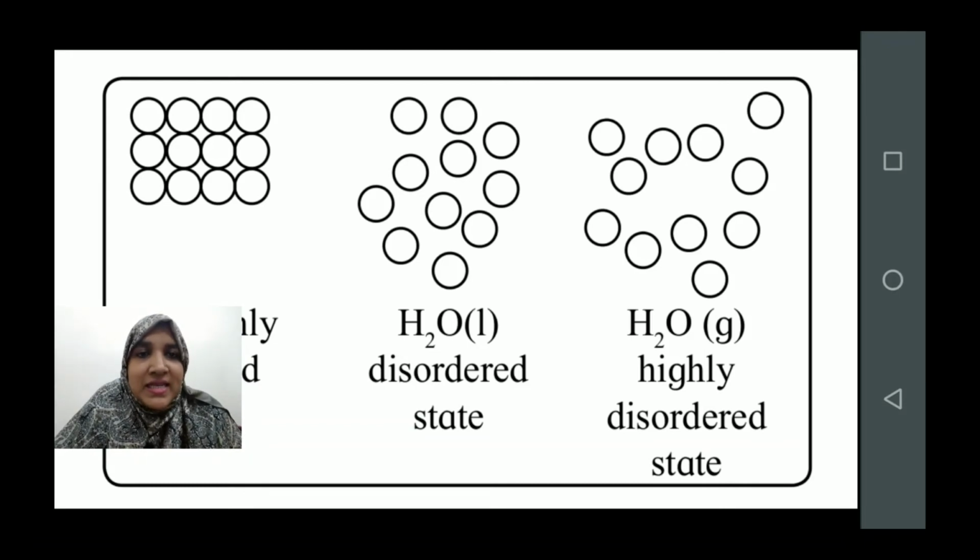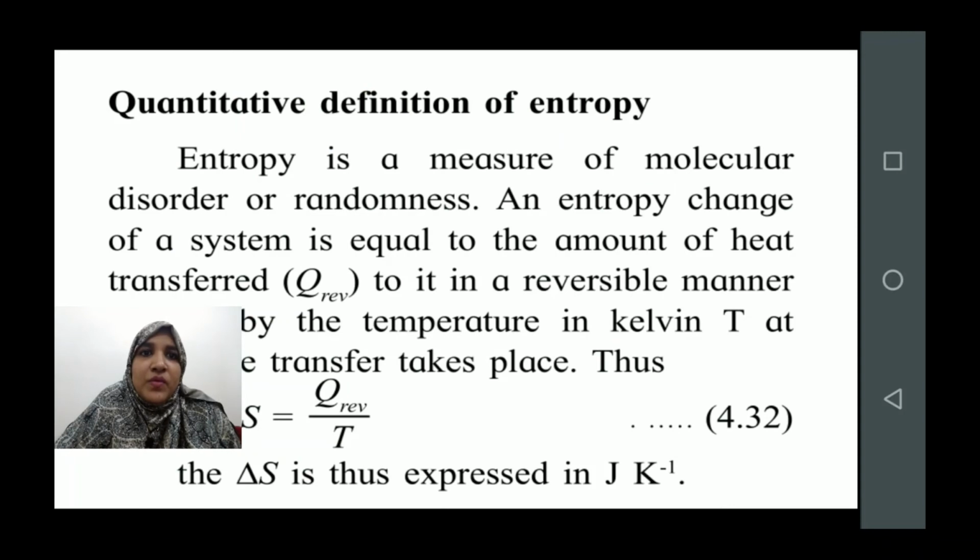It is not necessary that the disorder can always be observed through changes in the physical state of the system. It is possible that the system is still in the same solid, liquid or gaseous phase, but still the entropy of the system is changing. To find it out, what can we do? We can take the help of the formula which says that the change in entropy, delta S, is equal to Q reversible upon T. This is a quantitative expression for entropy.